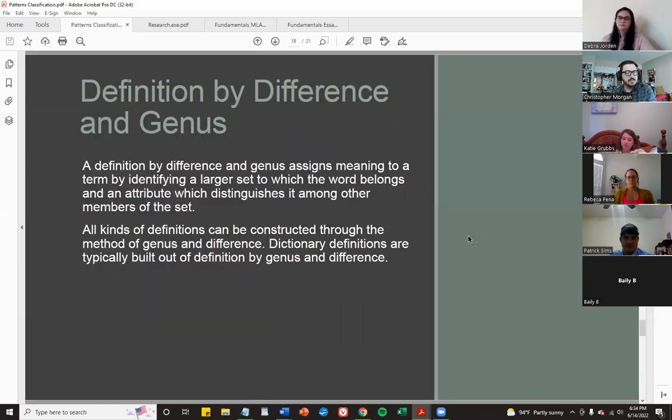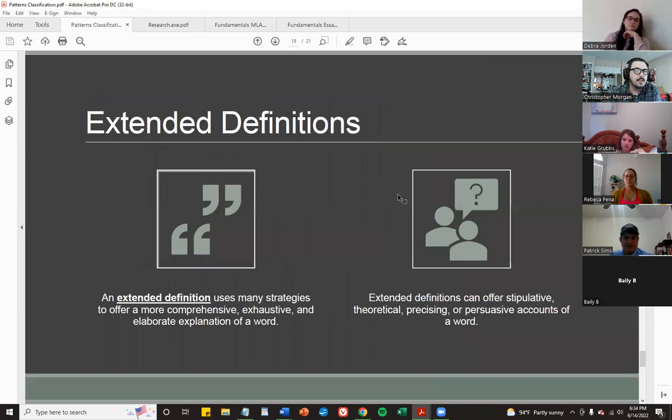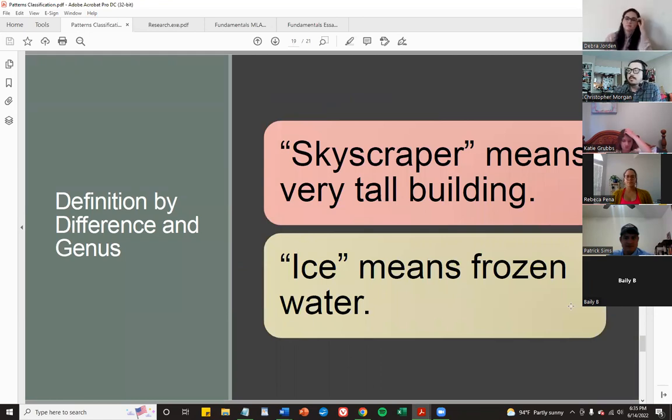And that's where we get to a definition by genus and difference. It assigns meaning to a term by identifying a larger set to which it belongs and an attribute which distinguishes it from among other members of a set. Dictionary definitions oftentimes are built on the engine of the definition by genus and difference. These are definitions that really start to tell you what is essentially that thing and how it's different from other stuff, right? Skyscraper means very tall building. This is a definition that reduces ambiguity by assigning a very specific meaning to a word. We might not know what building means, and we might need to define some other words here, but it's usually taking a concept and explaining it in terms of smaller, easier to understand concepts.